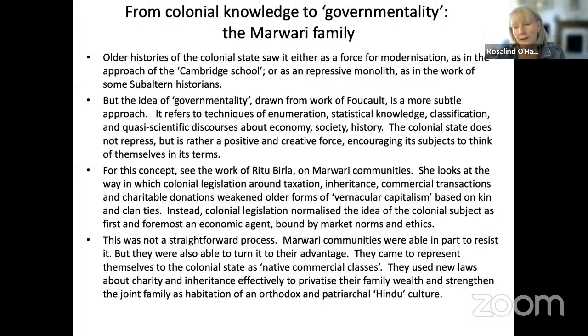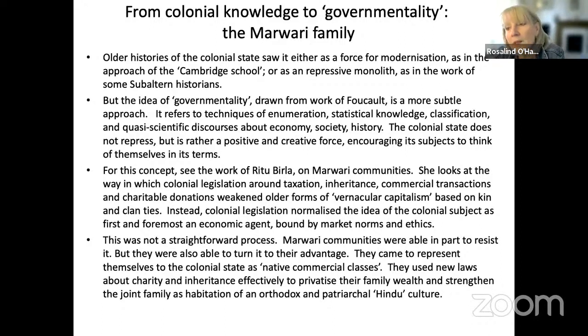In brief, for a lot of people, including subaltern studies, historians tended to see the colonial state either in old-fashioned terms as a force for modernization. Now, we don't believe that anymore. But for some subaltern historians, the colonial state is a kind of repressive monolith. It does nothing but repress and discipline and curtail and imprison and censor and all of those things.